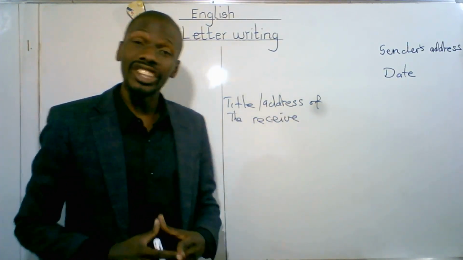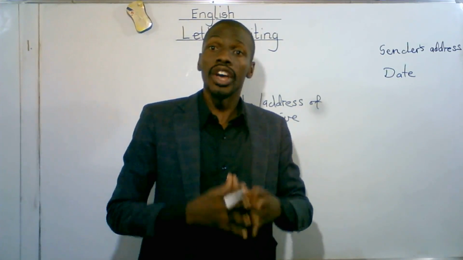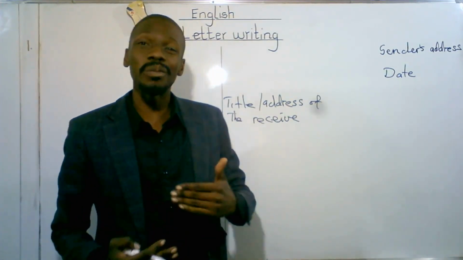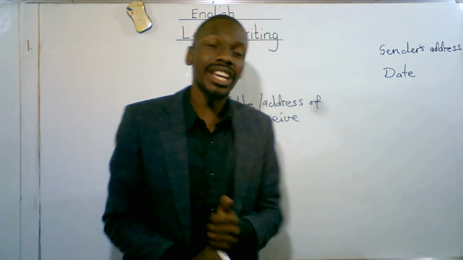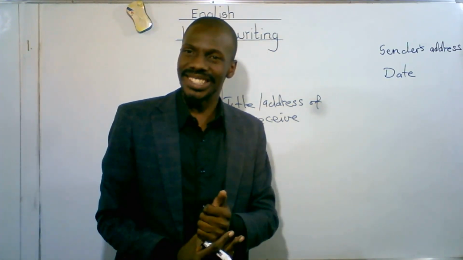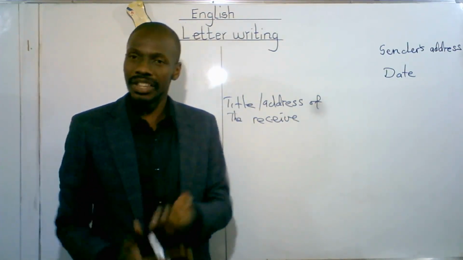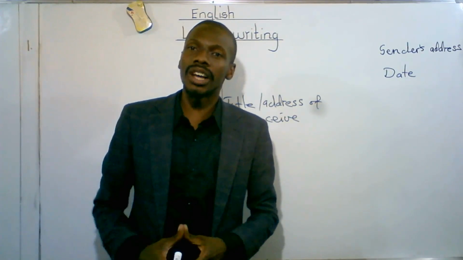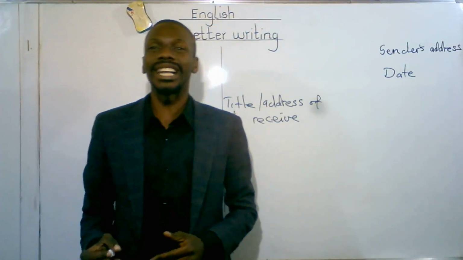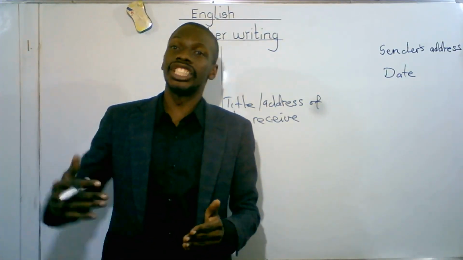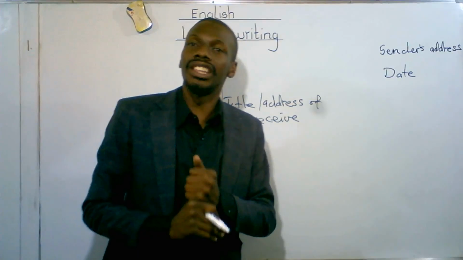So we said that the first thing is your address, the person writing the letter, on the top right side of the page. After your address, you are supposed to write the date. From the date, you go to the receiver's address. We are going to write the title as well as the address of the person receiving the letter. So if it is the human resource, I'm going to say to the human resource, Zesco Company Limited, if I'm writing it to Zesco.